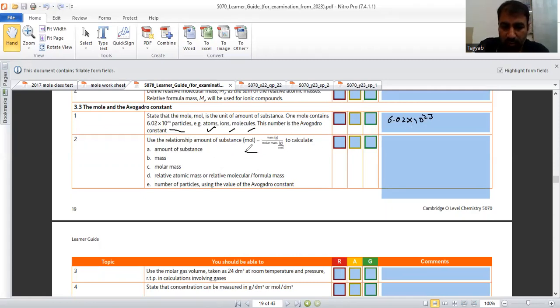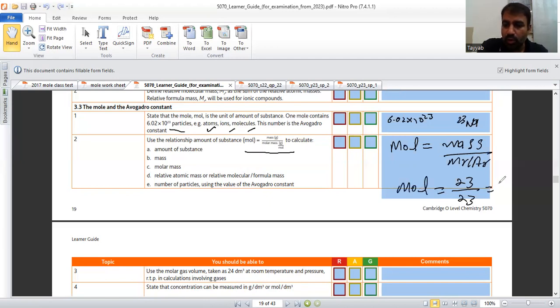And this is very obvious from this formula. Mole is equal to mass over MR or AR. What is the meaning of this? If you see sodium, its AR is 23. If the mass is 23, and its AR is also 23, then what are the moles? Obviously, this is equal to 1 mole. So from this, we can define mole as well: if the AR or MR of an element or a molecule is represented in grams, this is equal to 1 mole.